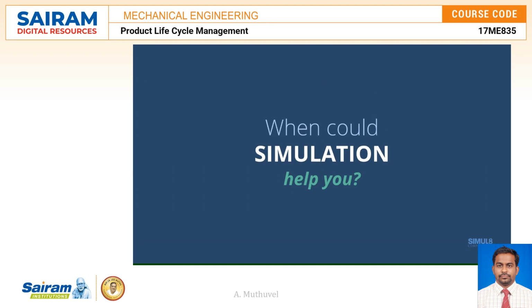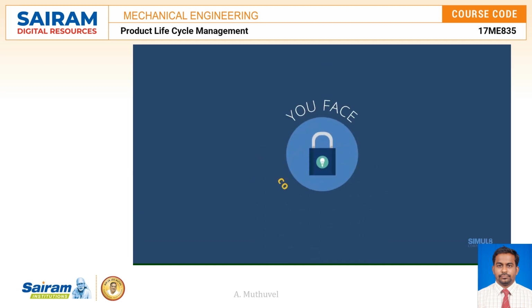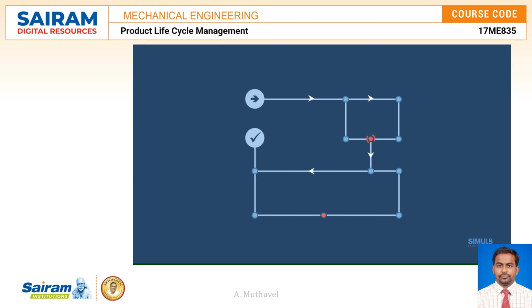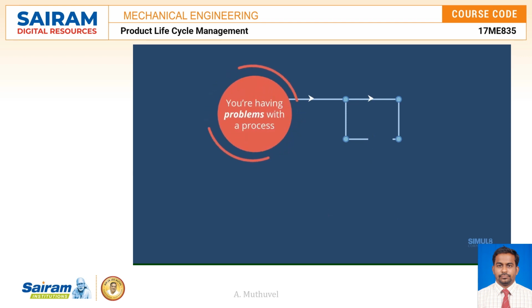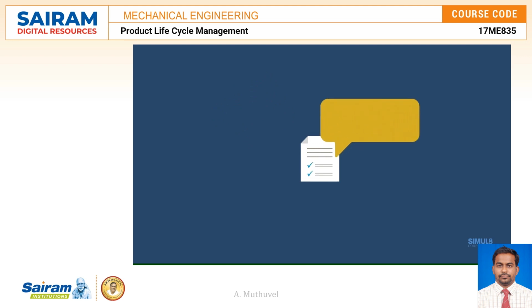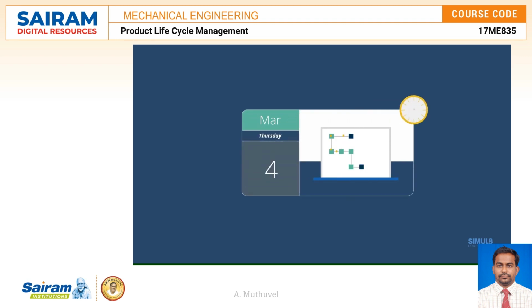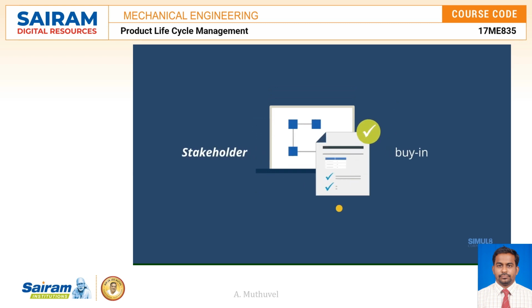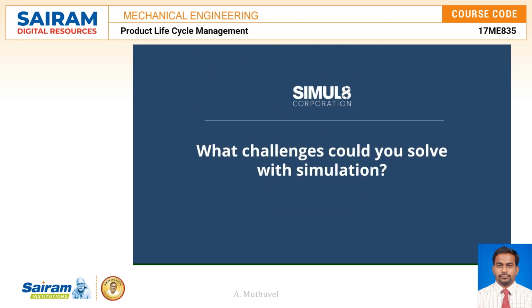When could simulation help you? If you face complex decisions, assess how changes will impact every aspect of your process in a risk-free environment. You're having problems with a process: quickly highlight any inefficiencies in a process that could be impacting your bottom line. Your process doesn't exist yet: plan new processes and validate your ideas ahead of any investment. You need to understand the long-term impact of decisions: test different scenarios and simulate weeks, months, or even years into the future within seconds. You need to build stakeholder buy-in: easily communicate concepts through a visual and animated approach to process improvement. What challenges could you solve with simulation?